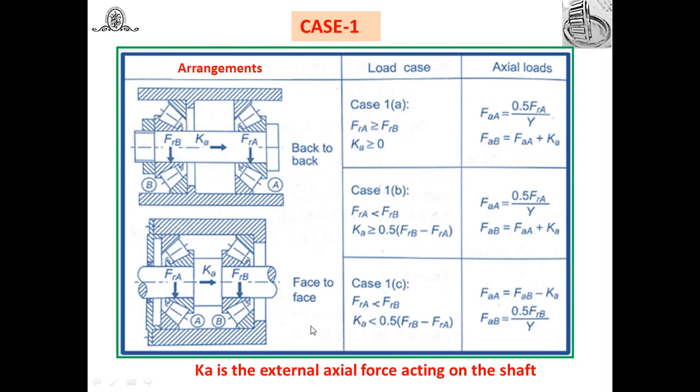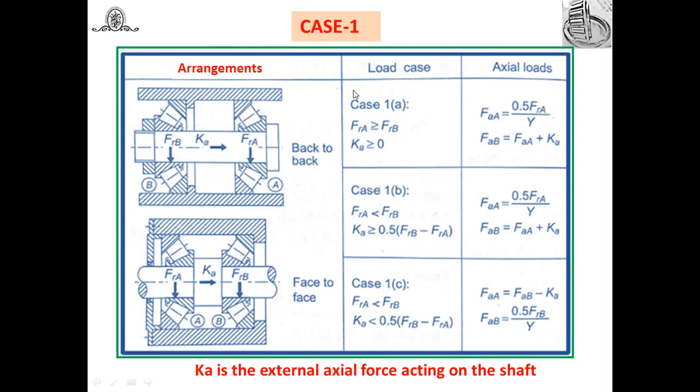Now let us see case 1. The arrangement may be back-to-back or face-to-face. But look at this figure for the back-to-back arrangement. If FRA is greater than FRB, meaning the radial load at bearing A is greater than the radial load at bearing B, and K is greater than 0, then to find the axial component you have to go for this equation. FAA is equal to 0.5 FRA by Y, and FAB is equal to FAA plus K.